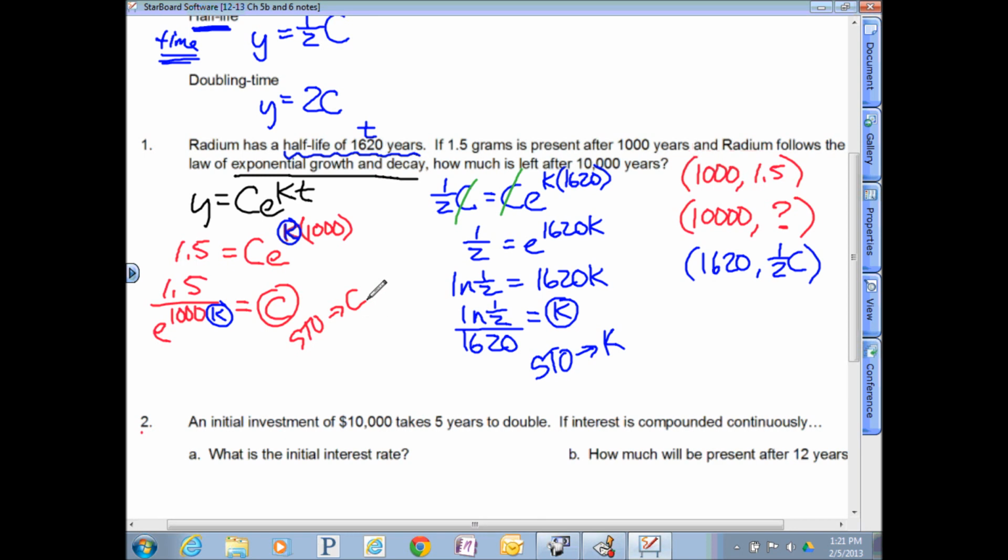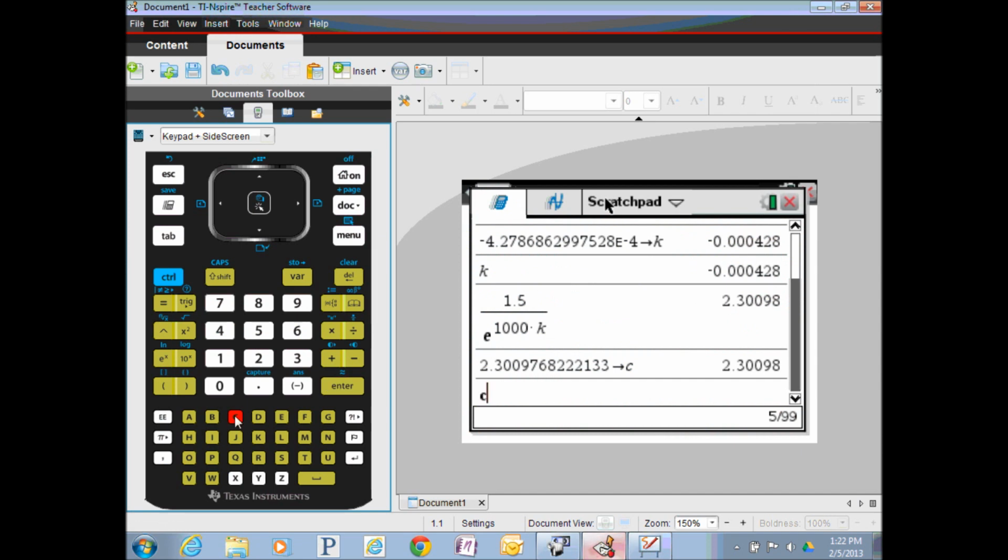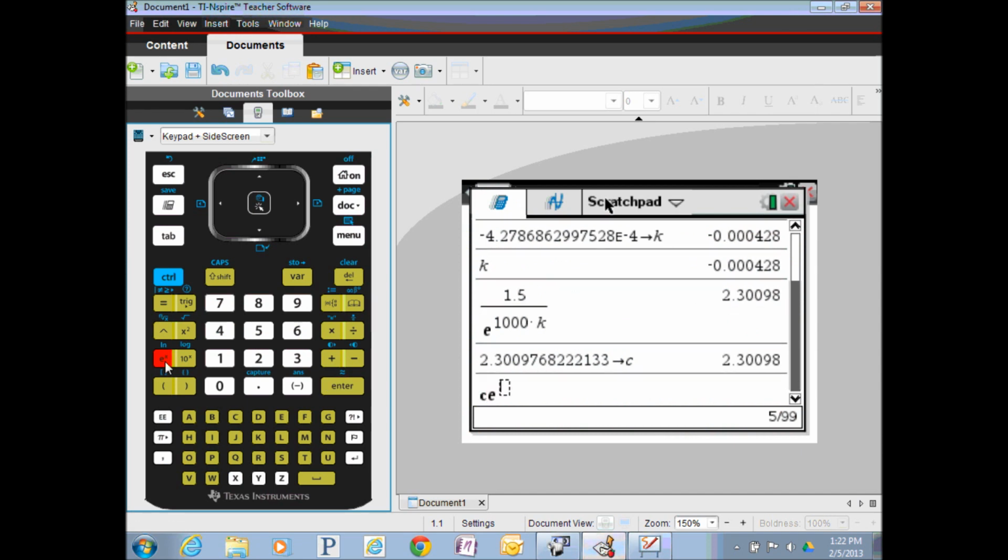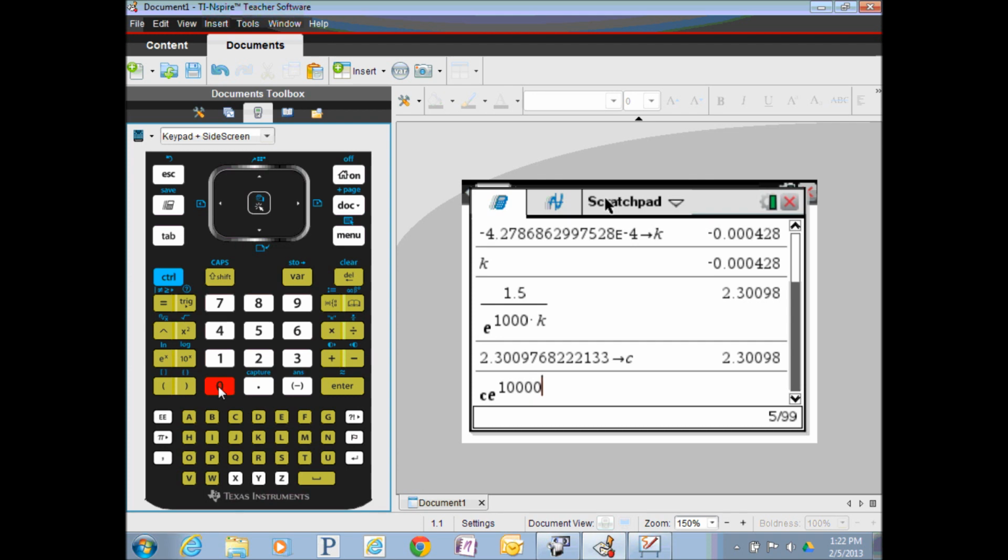So I have two things stored in my calculator. Now let's answer the question. At time 10,000 years, my Y is equal to the C value that I figured out and have stored, times e to that stored K value times 10,000 years. If I take that to my calculator and punch it in, I'm going to punch in C e to the 10,000 times my K power. Notice the C and the K are both bold-faced, and that e is already known to be a special value in the calculator.